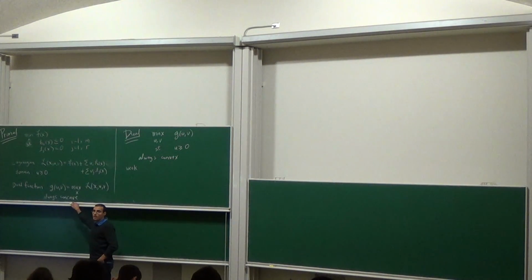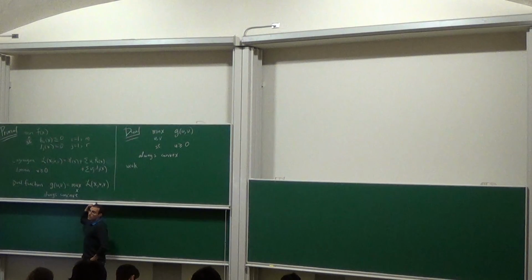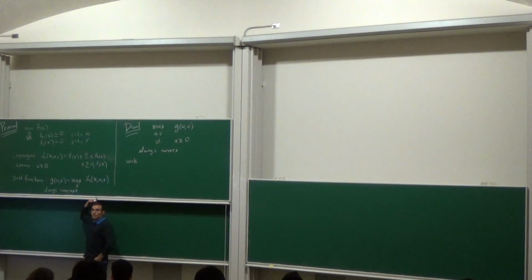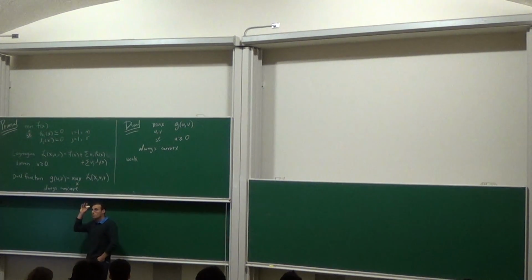And we define it to be f of x, the criterion in the original problem, plus the sum of ui times the hi's, plus the sum of vj's times the lj's. Okay, so that's just some function of three variables, x, u, and v.